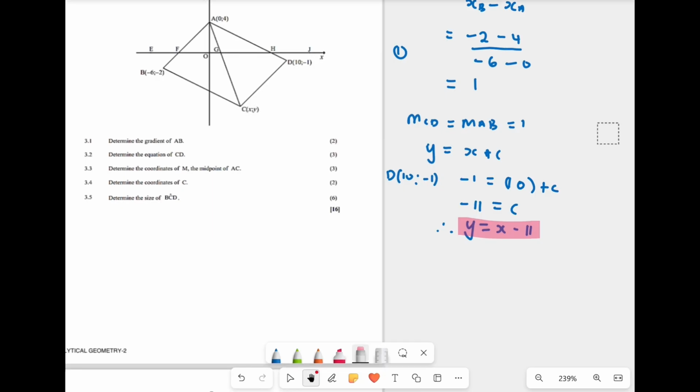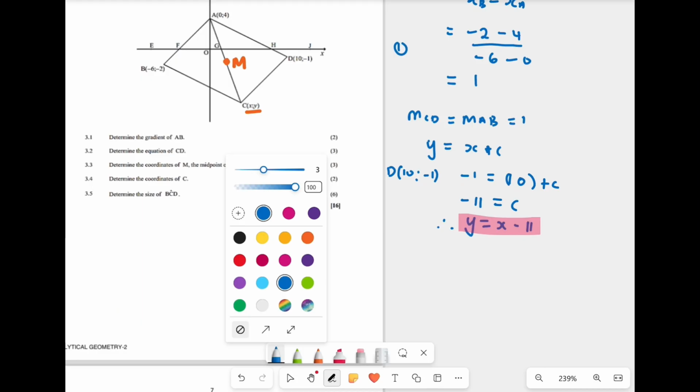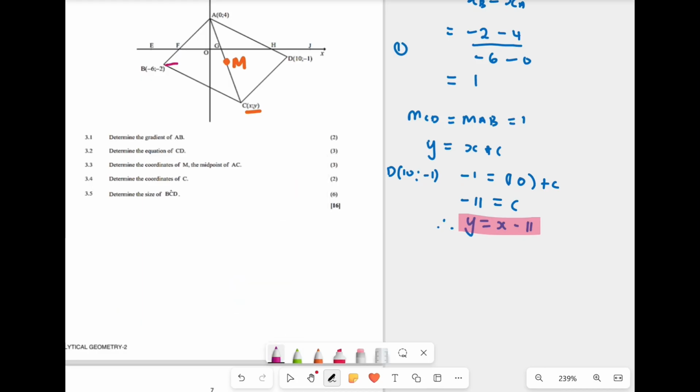Now, the question that follows, determine the coordinates of M, the midpoint of AC. Now, we are looking for the midpoint of AC, but we do not have the coordinate of C. But we are told this is a parallelogram. We know that M, which is the midpoint of AC, is the same as M, which will be the midpoint of BD, because diagonals bisect each other. So if diagonals bisect each other, that means that they are sharing the same midpoint.